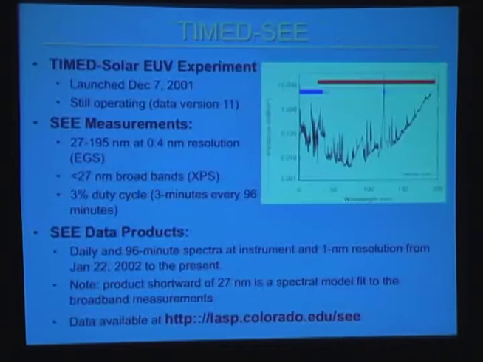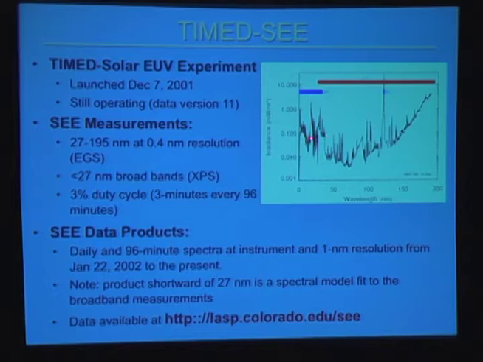Let's move to measurements. The TIMED mission was launched in late 2001, started operating in 2002, and it measures the full spectrum from about 27 nanometers up to 195 nanometers at 4 angstrom resolution. But it's only measuring every 96 minutes. It measures for 3 minutes every 96 minutes. It's a low Earth orbiting satellite, so it's not staring at the sun.